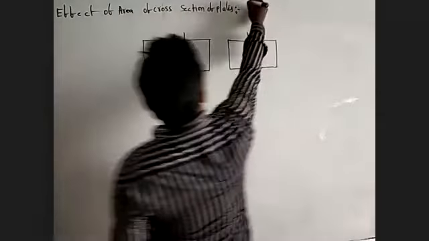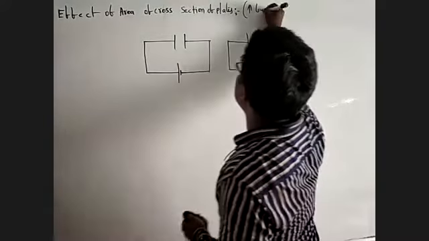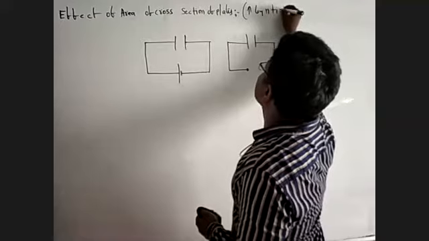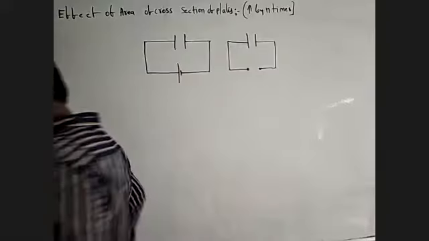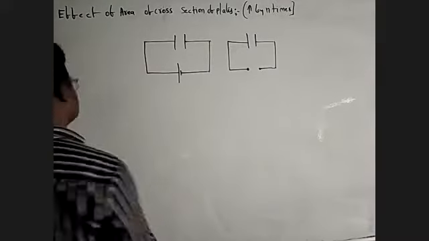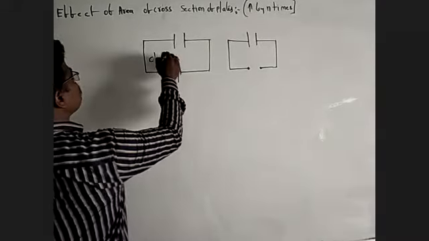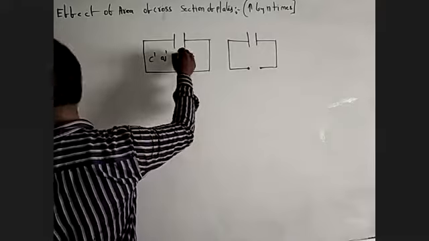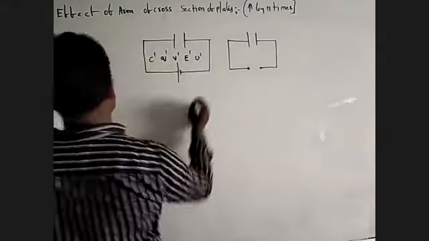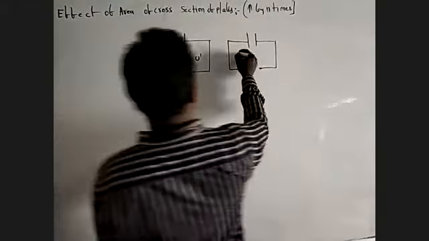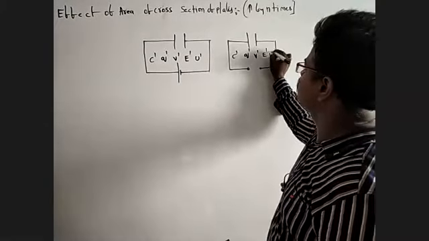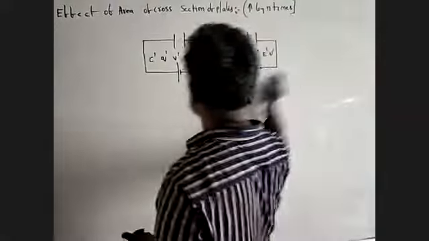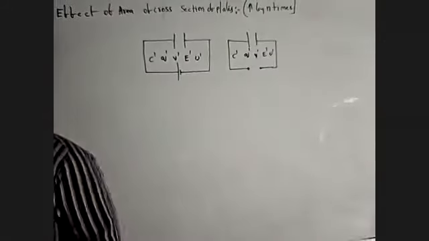That is, this is increased by n times. Cross section of the plate. This is C dash, Q dash, V dash, E dash, U dash. What is the value? This is the value.